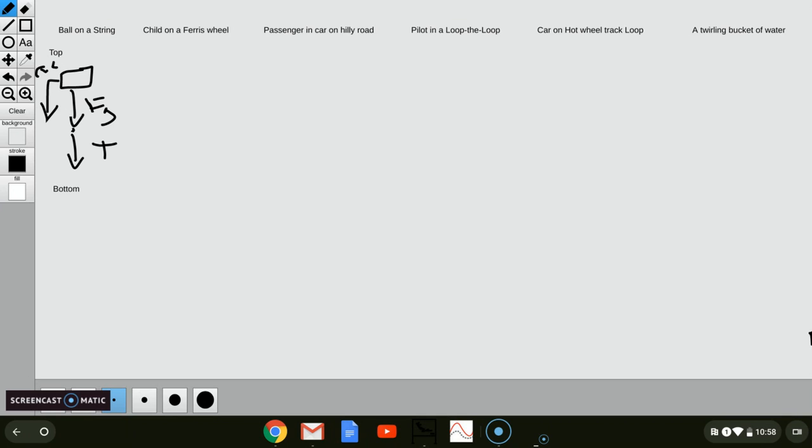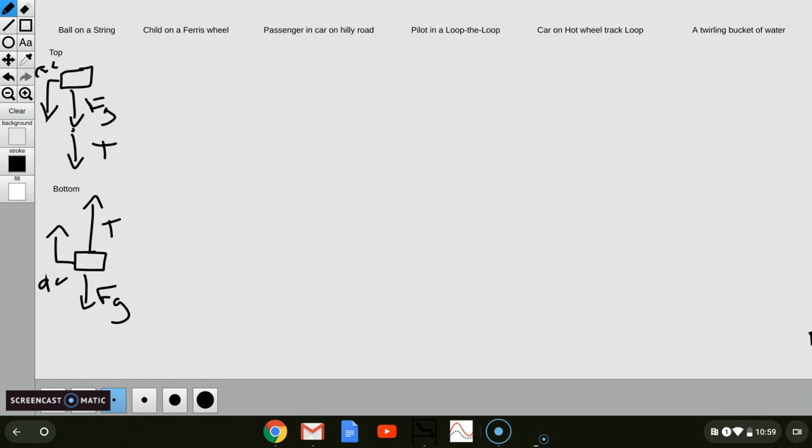At the bottom of the circle, here's our ball. We'll have a force of gravity here, but since the ball is now at the bottom of the circle, the tension in the string will be pulling it up. It will be greater than gravity, and so we get a centripetal acceleration up.